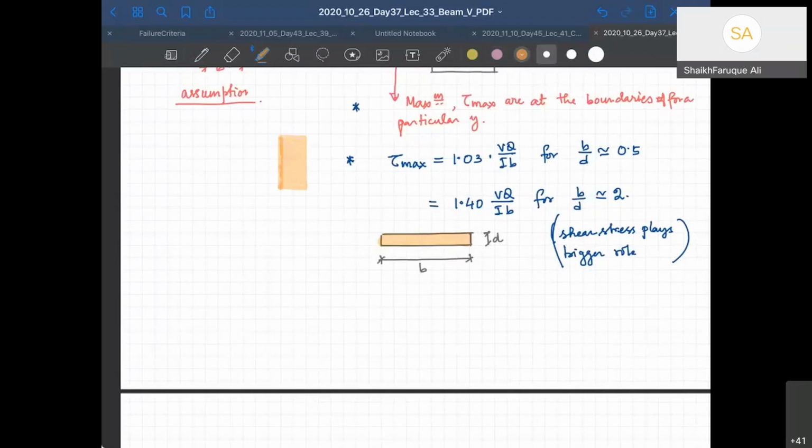Okay, now my next question: have we seen sections like this before in our designs or in our analysis?